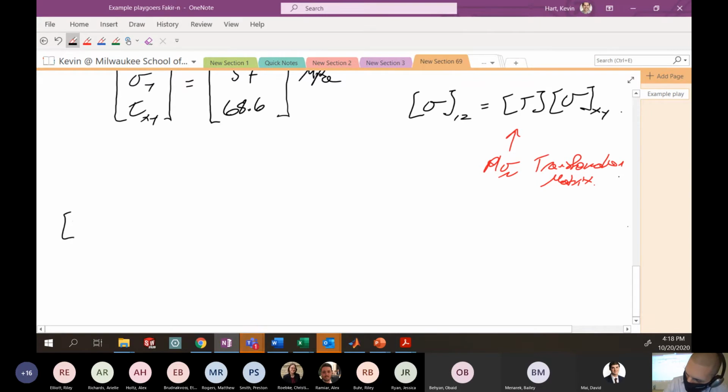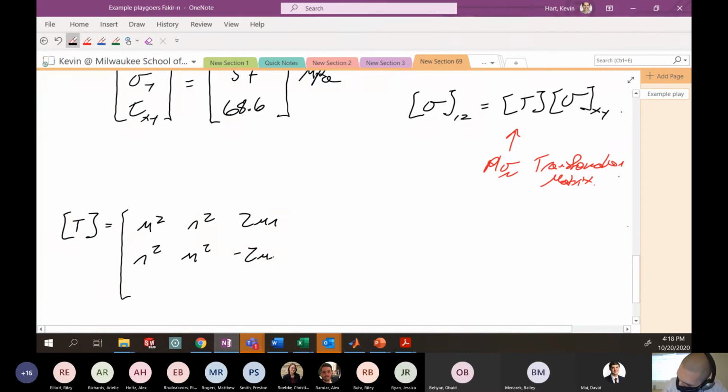If we recall from last discussion, that transformation matrix T is not that crazy 6x6 that you saw before. For two dimensions, we just have the two-dimensional rotation matrix: m squared, n squared, 2mn; n squared, m squared, negative 2mn; and here we have negative mn, mn, and m squared minus n squared.